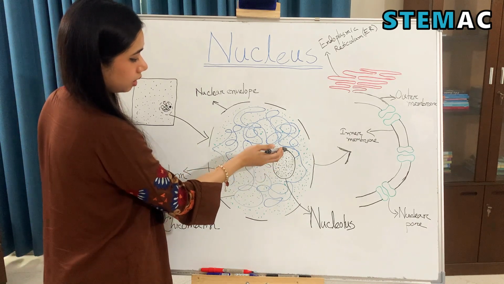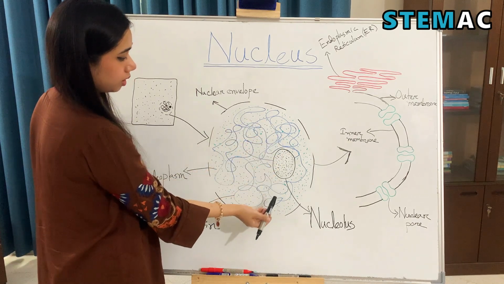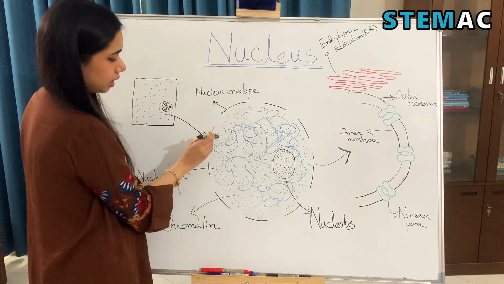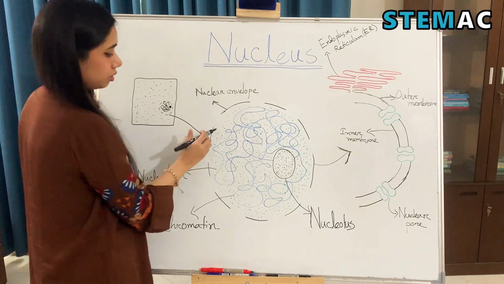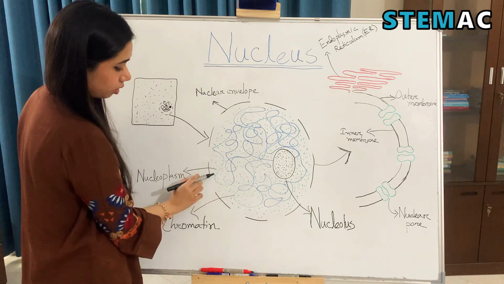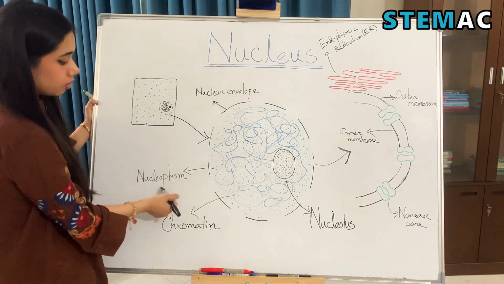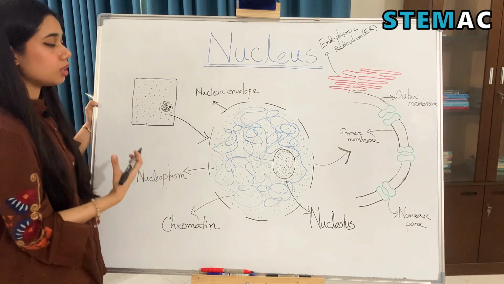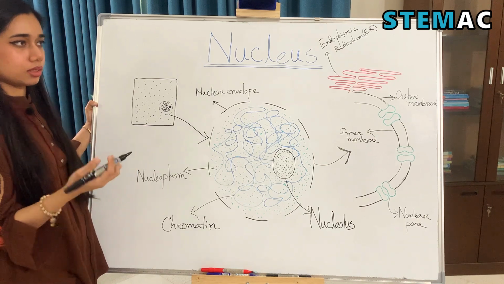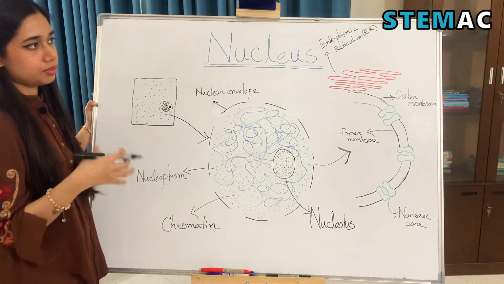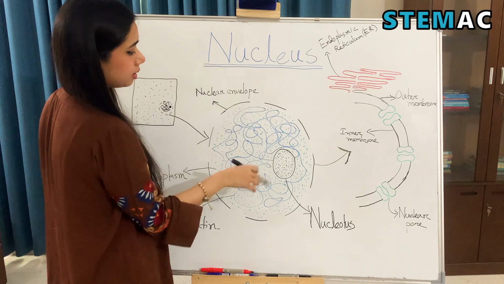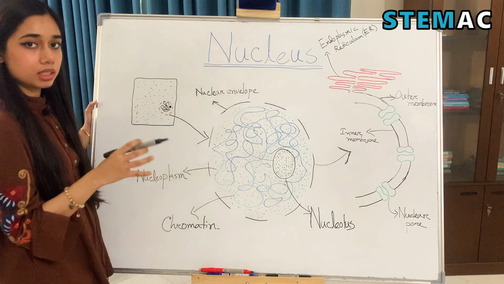Surrounding both the nucleolus and the chromatin, we can see another jelly-like substance or structure. This blue-green dotted structure here is called the nucleoplasm. The nucleoplasm is responsible for holding different types of molecules such as nucleotides or different types of enzymes, etc. So these are basically the inner components of a nucleus.